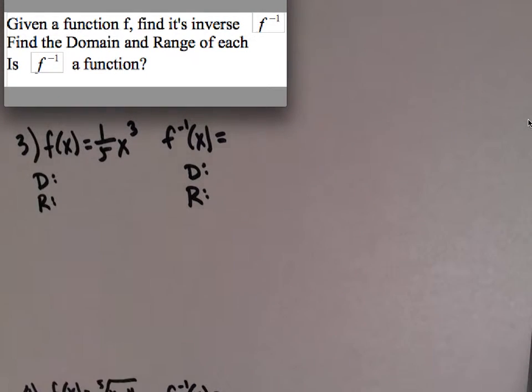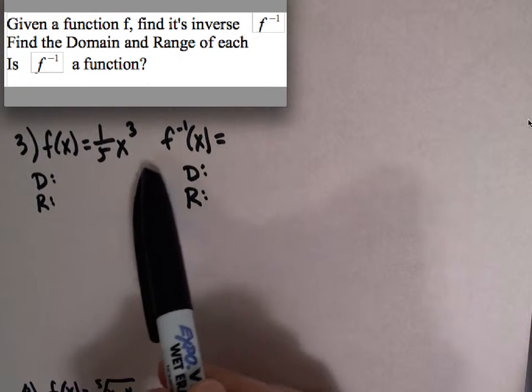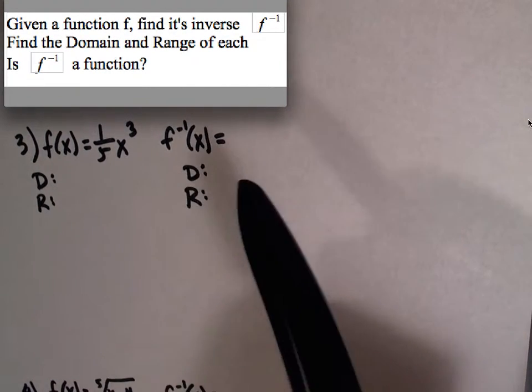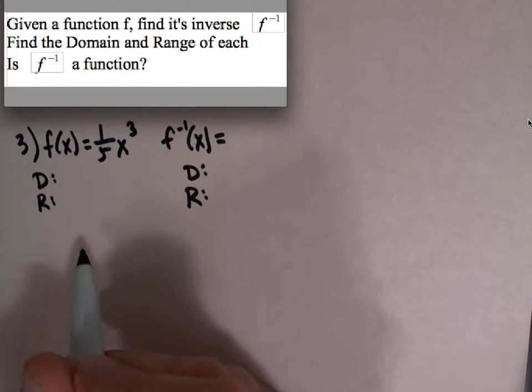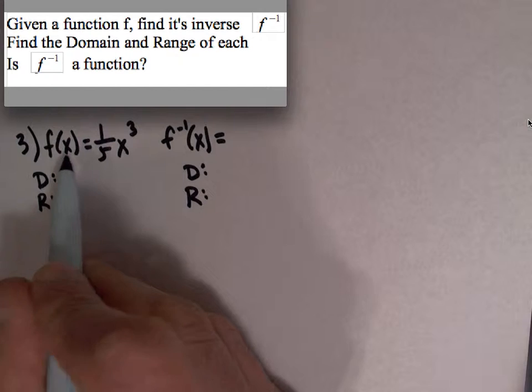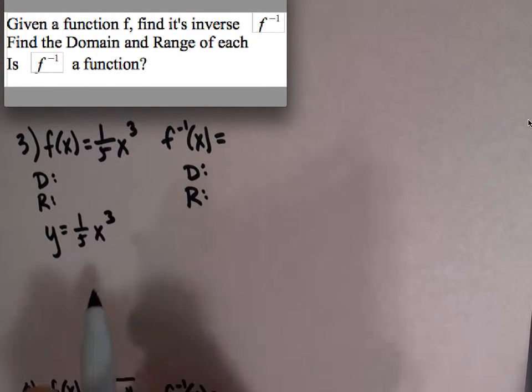Okay, let's try some more inverse problems. So we've got f of x equals 1/5 x cubed. We want to find the inverse function and the domain and range of each. So let's go ahead. First off, we'll just write this as y equals 1/5 x cubed.